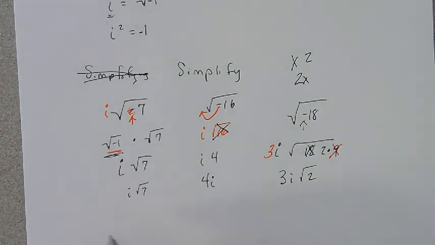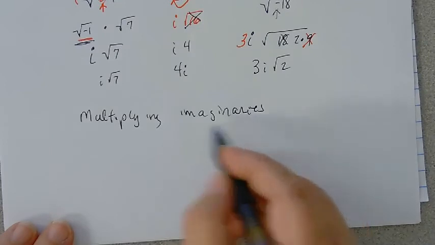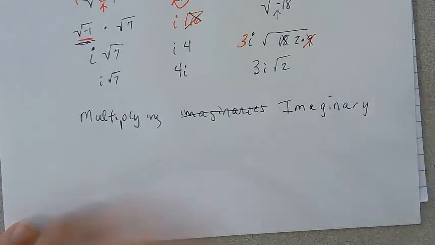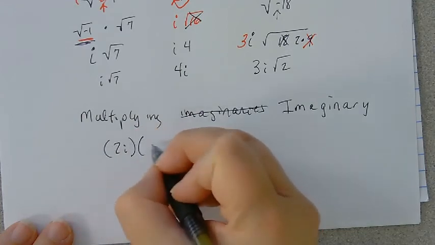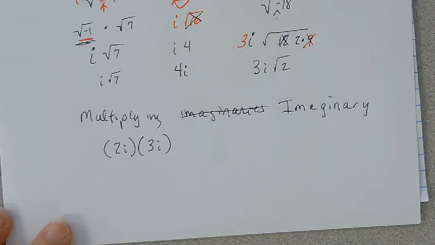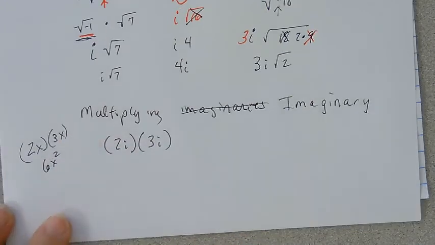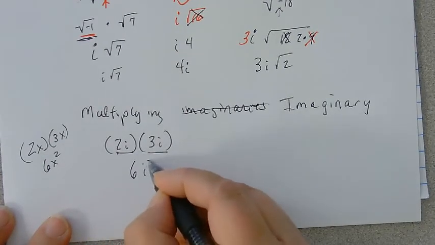Let's talk about multiplying imaginary numbers. I'm sorry, I'm sloppy: I-M-A-G-I-N-A-R-Y. Multiplying imaginary numbers. So let's start with this one: 2i times 3i. So when you multiply, it's kind of like just treating this like it was an x. So for instance, if I had 2x times 3x, I would say that's 6x squared. So same thing works with i. 2i times 3i is 6i squared.